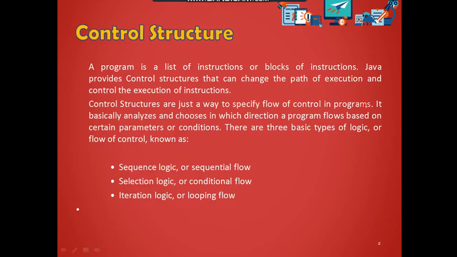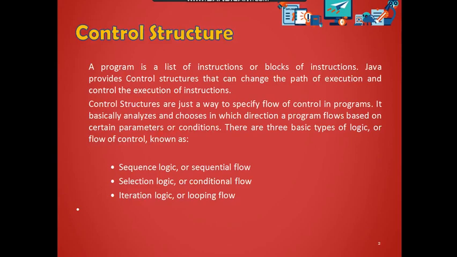Just now I told you control structure specifies how the program will flow, in which way it will flow according to the condition. That is what is given here. It basically analyzes and chooses in which direction the program will flow based on conditions or parameters. Means there will be some condition, and according to the condition it will flow.